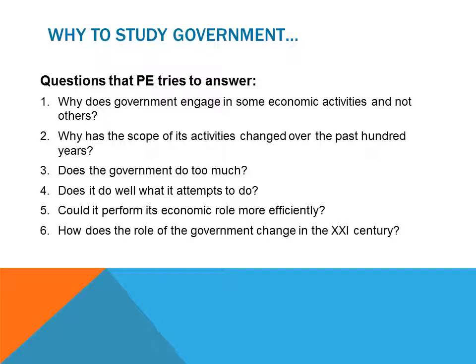What influenced that change? Then the questions might be, does the government do too much? Or maybe it does too little? It depends on the view, but what determines the size of the government? Does the government do well what it attempts to do? How to estimate government activities? What are the criteria? And could it perform its economic role more efficiently? Can we improve the efficiency of government actions? And also many more questions.